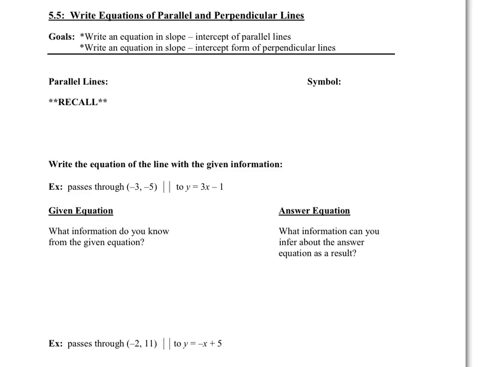The goal in section 5.5 is to write an equation of a line in slope-intercept form when it's parallel to a given line, and also to write an equation in slope-intercept form when it's perpendicular to a given line.